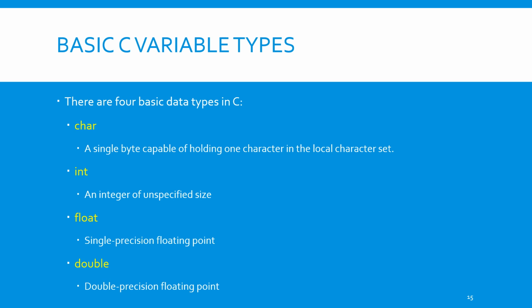These are the basic data type variables: character, int, float, and double. A character is a variable that can hold one character. Int is a data type that can hold an integer value. Then float data type variable can hold decimal values, and double data type variables are used for storing double precision floating point values.